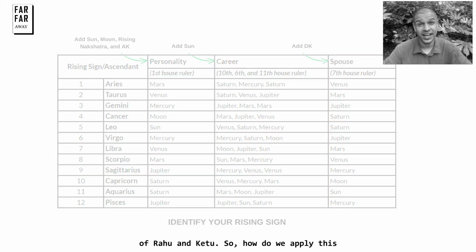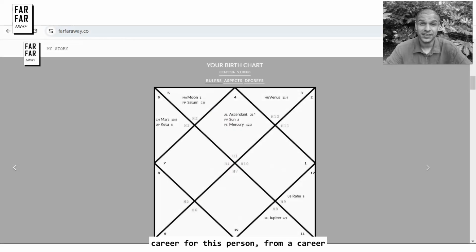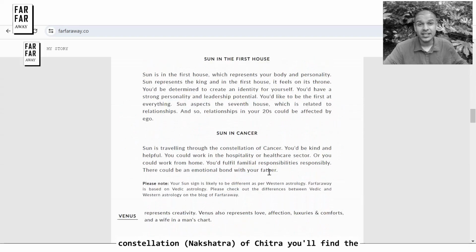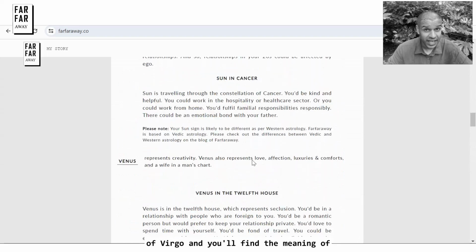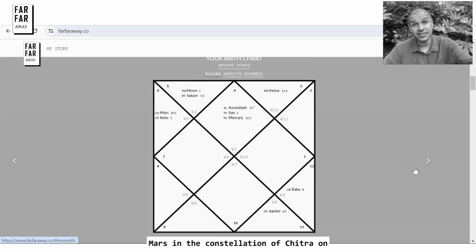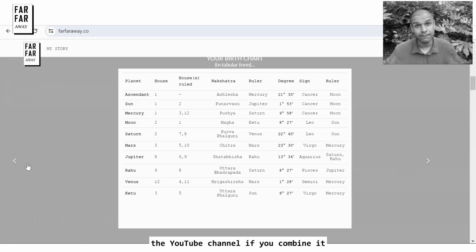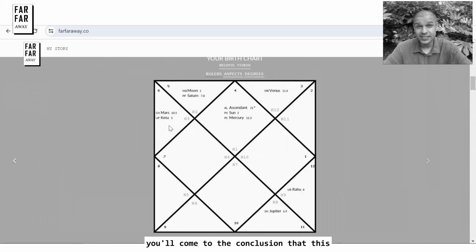So how do we apply this knowledge? Let's try to identify the career for this person. From a career point of view, we have to study the position of Mars, Jupiter and Venus. So Mars is in the 3rd, in the sign of Virgo, and more importantly, in the constellation of Chitra. You'll find the meaning of Mars in the 3rd in the sign of Virgo, and you'll find the meaning of Mars in the constellation of Chitra on the YouTube channel. If you combine it, you'll come to the conclusion that this person can be an entrepreneur and can be an innovator.